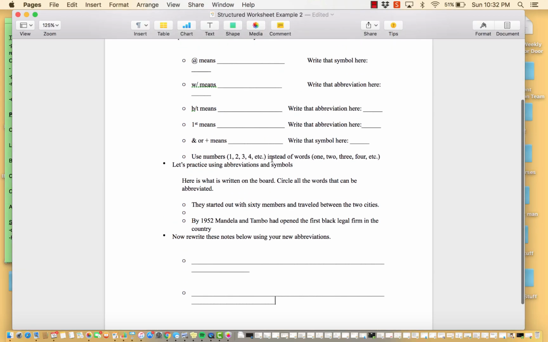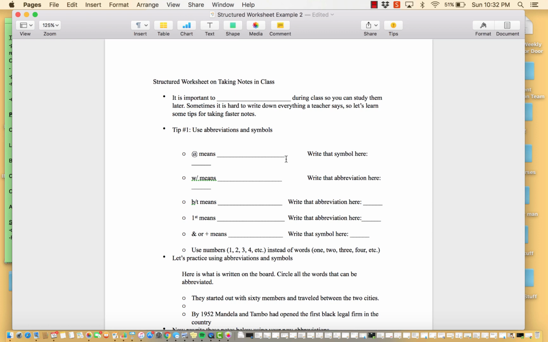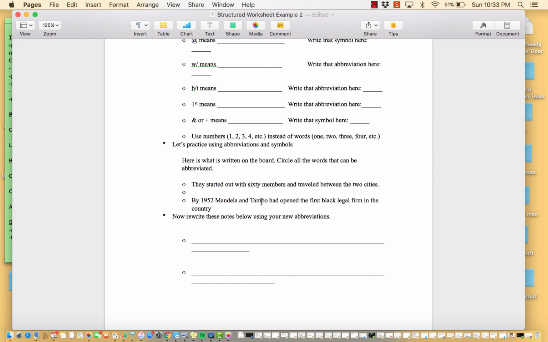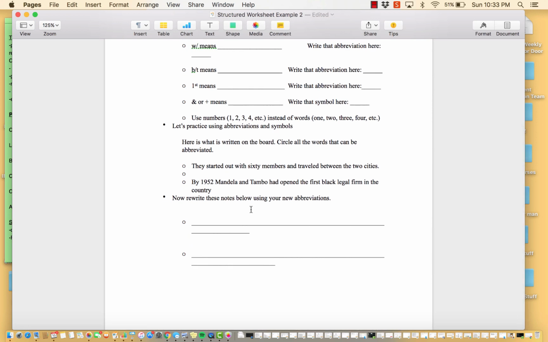All right, this is an example of a structured worksheet. It starts out with some basic information about why it's important to take notes. The first tip says use abbreviations and symbols, and this is where they would just be following along with you. So this means at. Write that symbol here. This is where you're giving them the information, and then they start to practice. You're providing information, but they're also supposed to be learning a skill and therefore practicing the skill. Let's practice using abbreviations, and then the students are expected to use this information to write shortened notes.